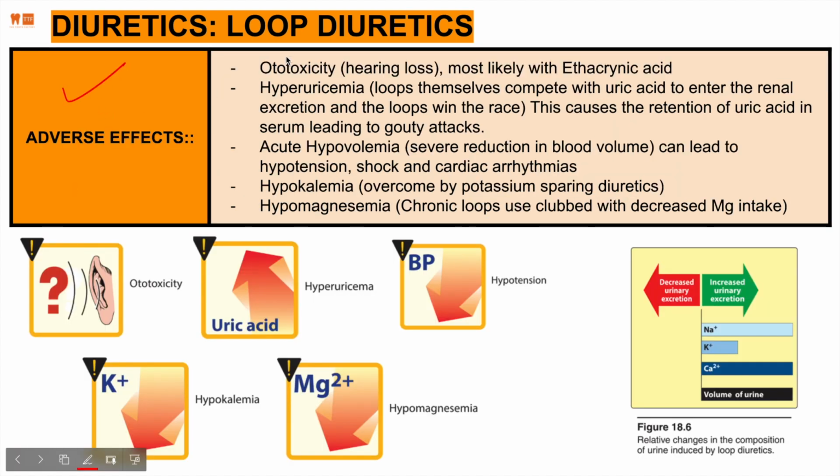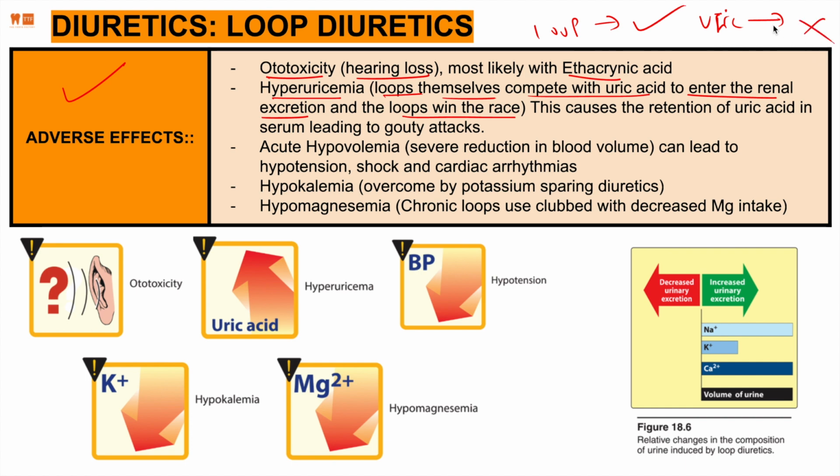Adverse effects of loops. Ototoxicity. Causes hearing loss. Most likely due to the acid produced, ethacrynic acid. Hyperuricemia, which means loops themselves compete with uric acid to enter the renal excretion, and the loops win the race, which means it holds back uric acid. So loops try to leave, uric acid tries to leave. In that case, loops win, uric acid loses, and uric acid has to go back to the body, causing retention of uric acid in the serum, leading to gouty attacks.